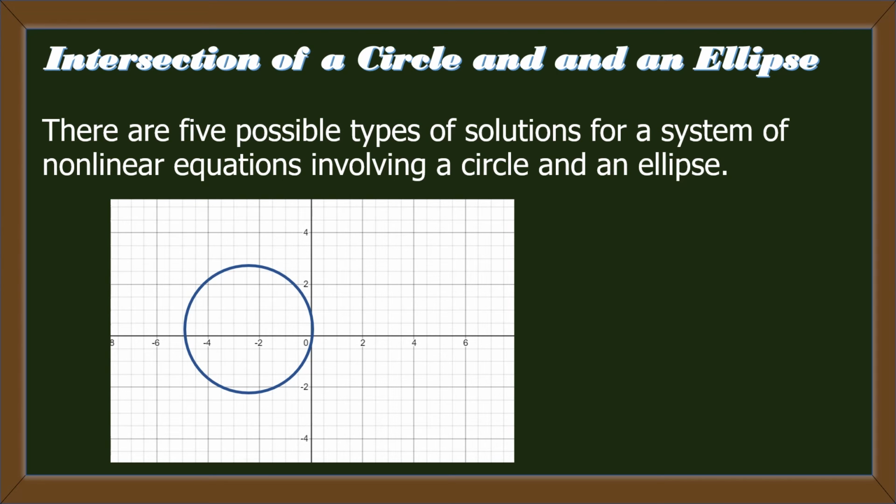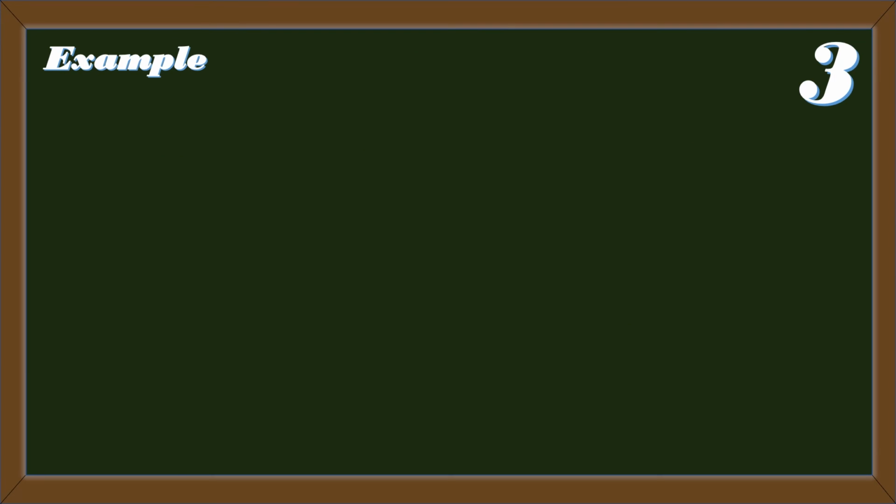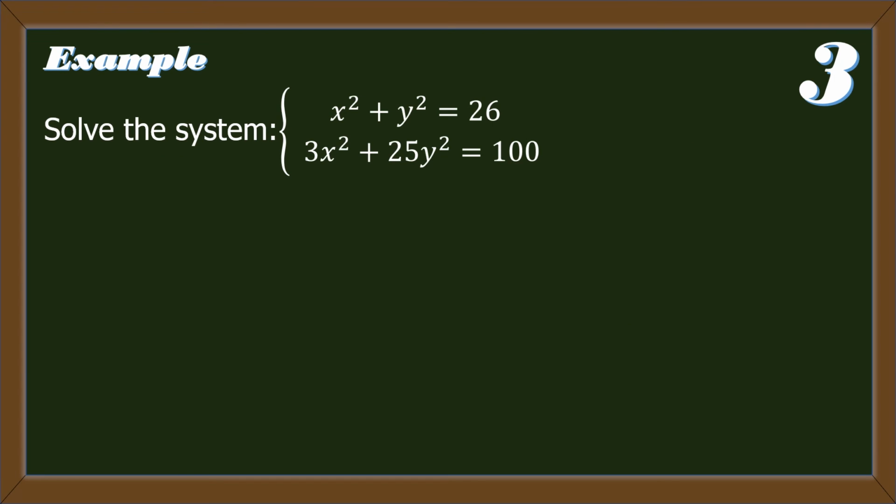Another, we have 3 solutions when the circle and the ellipse intersect at 3 points. And last, there are 4 solutions when the circle and the ellipse intersect at 4 different points. Let us have another example. Solve the system x squared plus y squared equals 26 and 3x squared plus 25y squared equals 100.